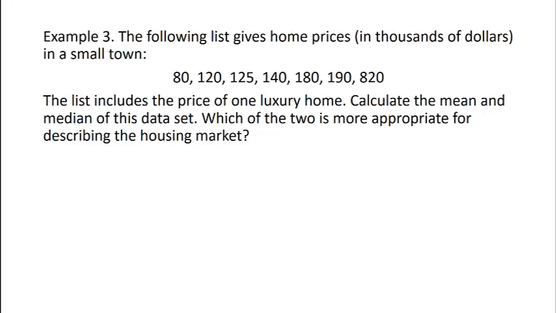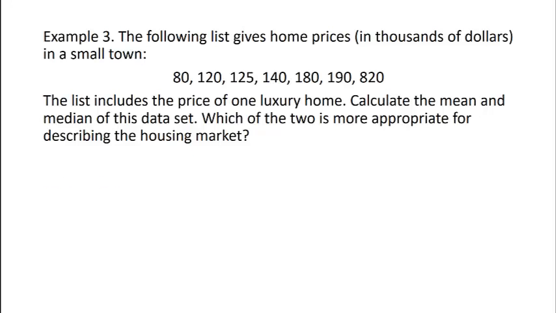One final example. The following list gives home prices in thousands of dollars for a small town. The list includes the price of one luxury home. Calculate the mean and median of this data set. Which of the two is more appropriate for describing the housing market?